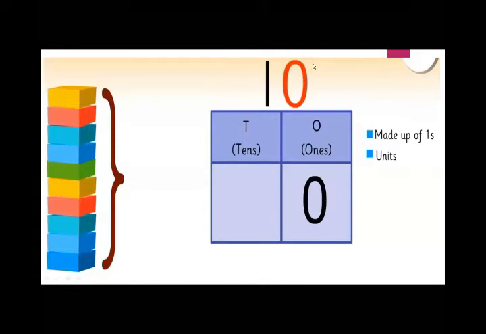The right side value, which is given here, 0, we write in the ones place, because it's a one digit number. So the 0 is put in the ones place. So it is made up of ones. 0 is made up of ones, and it is also called a unit. This column shows the position, the place of the ones.